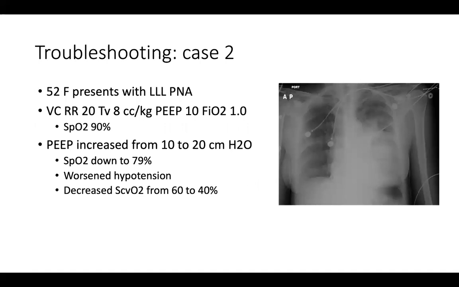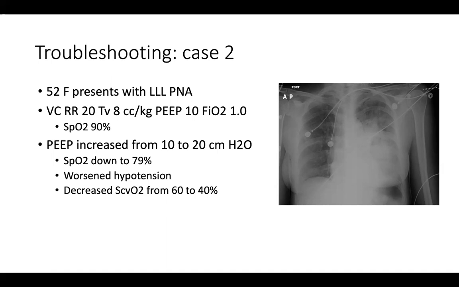This is a case that is not an exact question, but this is a case that was published by Dr. Lux and Dr. Cora in ATS a few years ago. I think they saw this patient at Harborview. She was a 52-year-old female who presented with a left lower lobe pneumonia, which you can appreciate here on this chest radiograph. Her initial vent settings, she was on volume control with a respiratory rate of 20, tidal volume of 8, PEEP of 10, and FiO2 of 1, and she was starting at 90%.